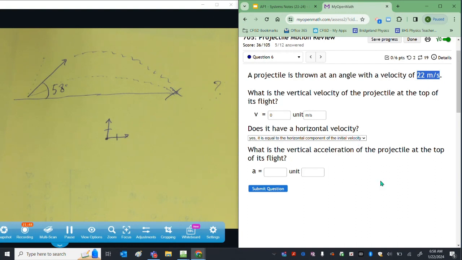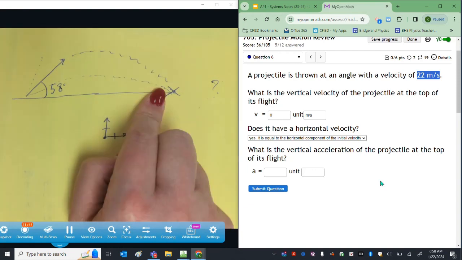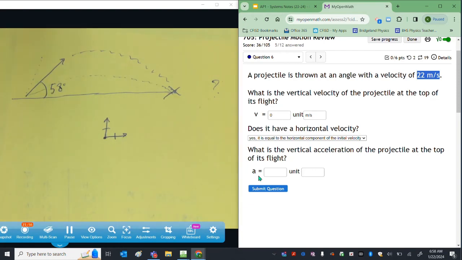Last part of this says, what is the vertical acceleration of the projectile at the top of its flight? And again, that vertical acceleration is the same at every single point. It's not just at the top. It's negative 9.8 meters per second squared everywhere.